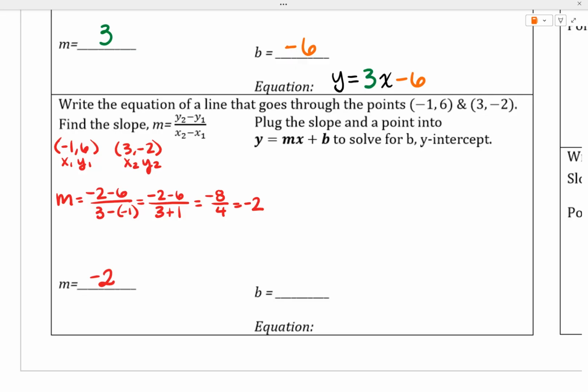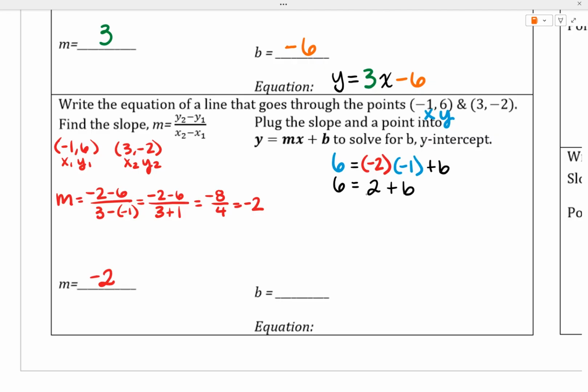And I'm just going to, again, pick that very first point, (-1, 6), as my x and y value. So we have 6 equals m, which is -2, times x, which is -1, plus b. -2 times -1 is a +2. We have 6 equals 2 plus b.